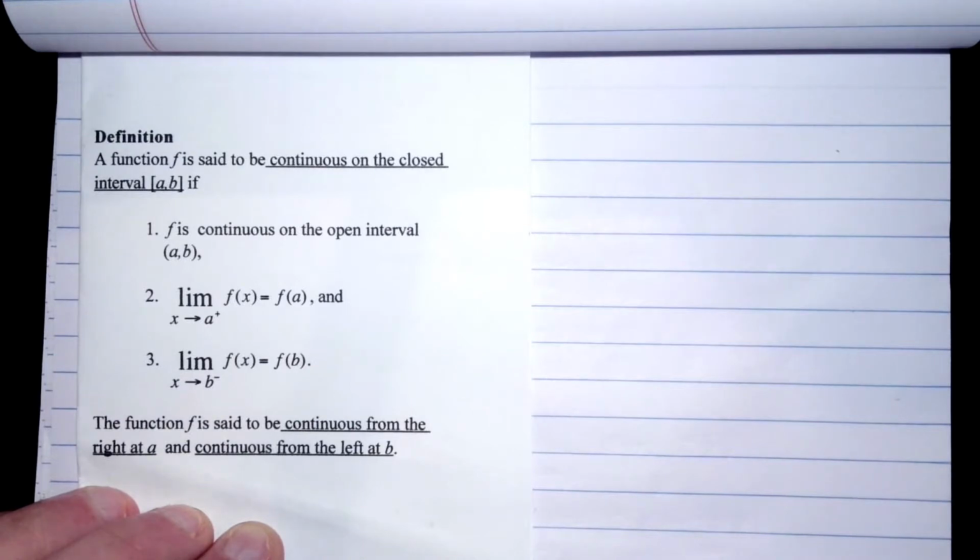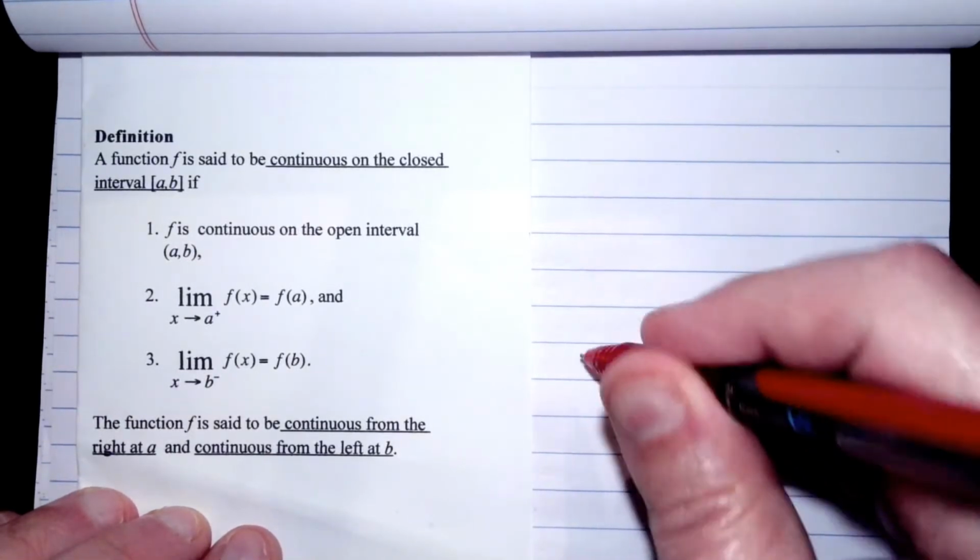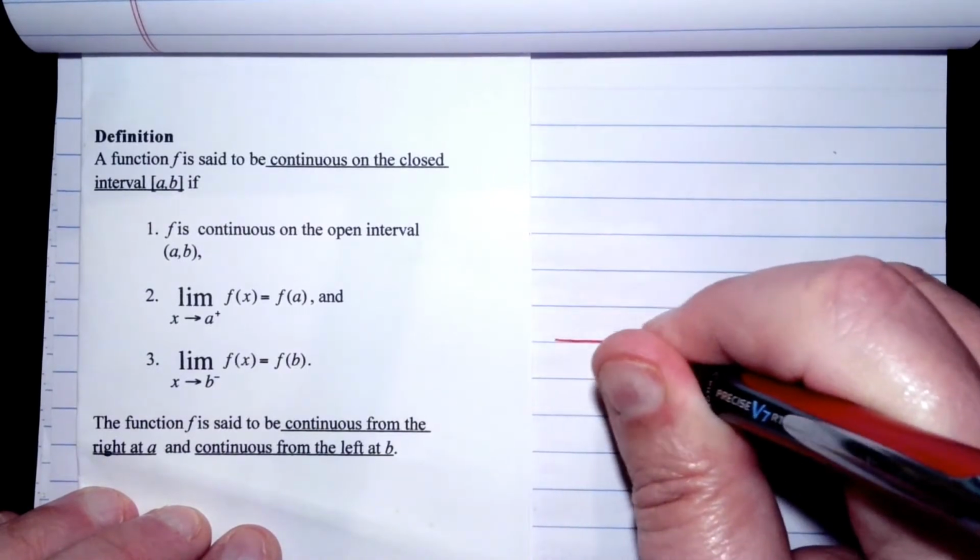Let's continue with the definition, and then I'll draw a picture to explain what's going on. So the second condition we need is that the limit as x tends to a from the right of f of x is equal to f of a, and the third condition is sort of the mirror image of that: the limit as x tends to b from the left of f of x is f of b. And the function is said to be continuous from the right at a and continuous from the left at b. Alright, so let me draw a picture to explain what's going on.